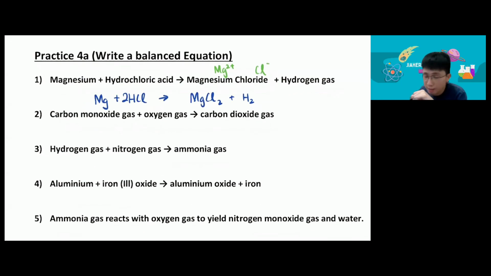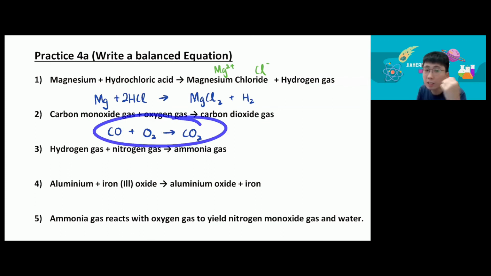Carbon monoxide gas will be CO, plus oxygen gas. Oxygen is O, but do you see it's a gas? So it will be O2, and it forms carbon dioxide gas, which is CO2. So in this case, we have carbon monoxide plus oxygen gas, and you're going to get carbon dioxide gas. So try to balance it. You will see that this is the question we did just now, the one where you're going to get stuck.